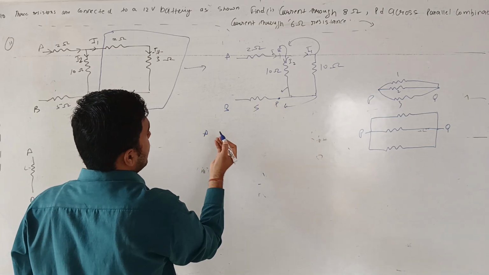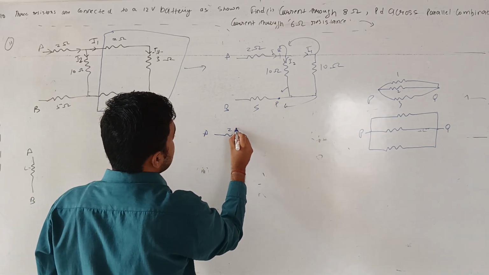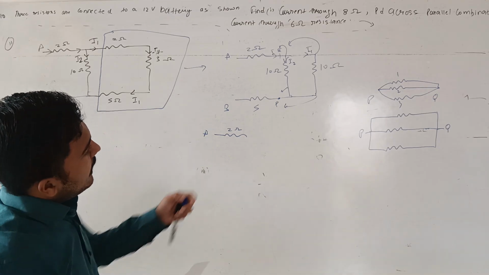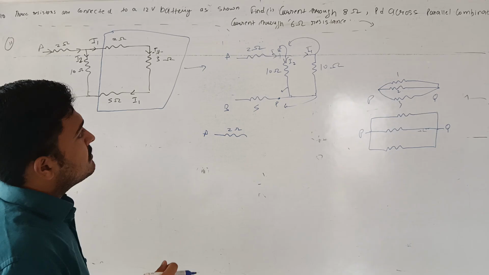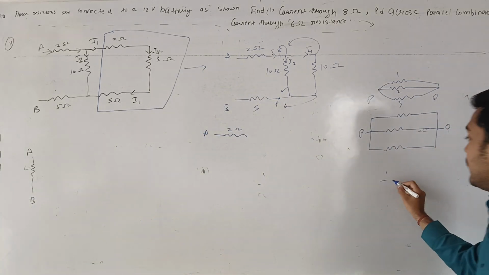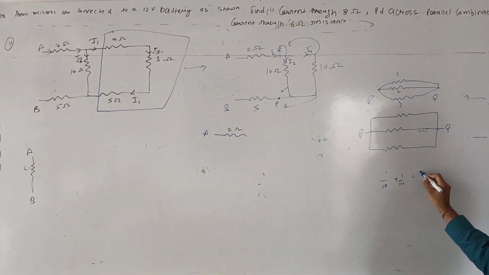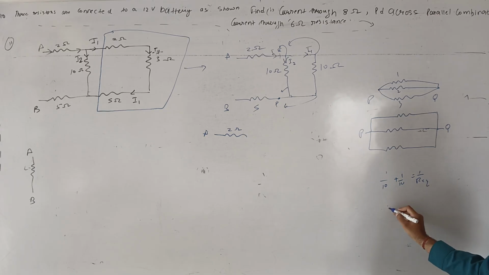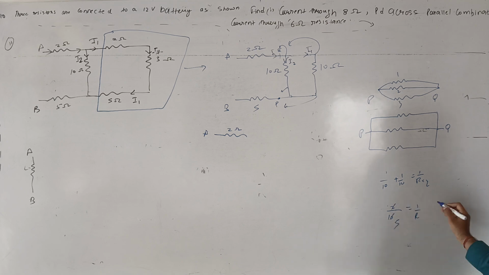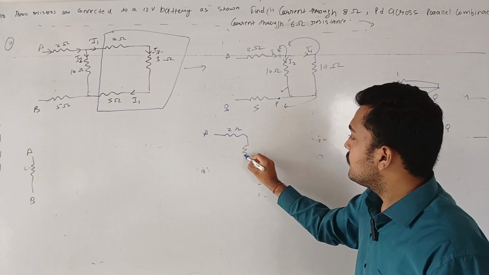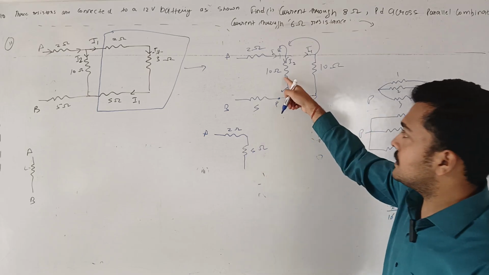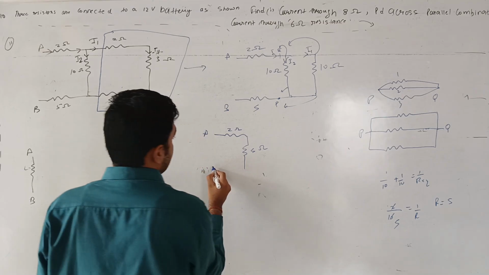Therefore, we have the 2 ohm resistance, and now the parallel combination of 10 and 10. The parallel combination of 10 and 10 comes out as 1 by 10 plus 1 by 10 equals 1 by R equivalent. 10 is the LCM, so 2 upon 10 is 1 by R equivalent, and we get R equal to 5. So the equivalent resistance here is 5 ohm, the equivalent resistance of these two parallel resistances.